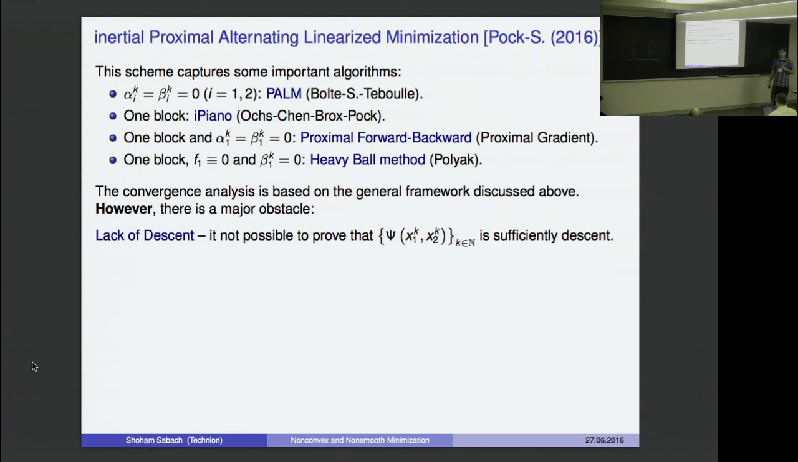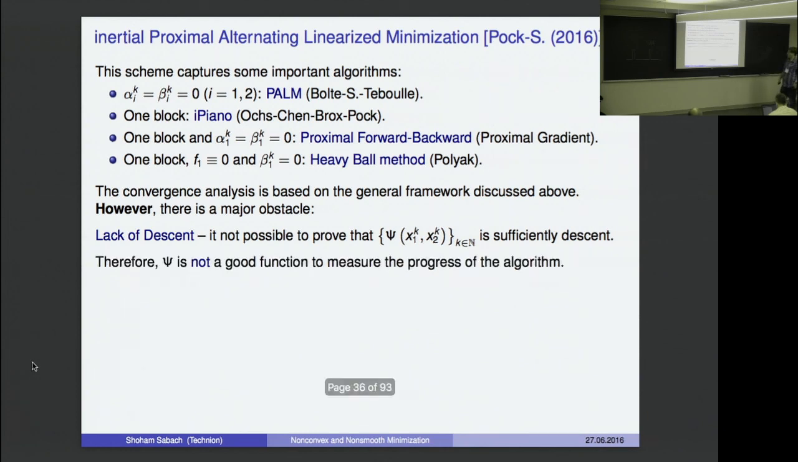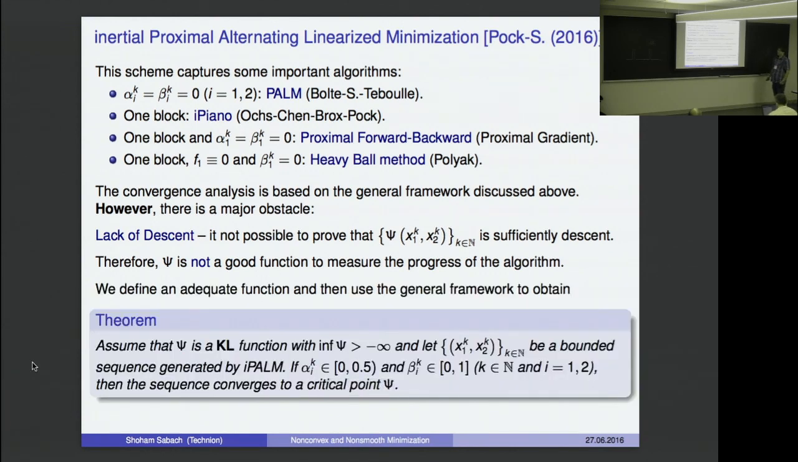And then we can use the recipe, the general framework, to prove convergence of IPAL. I will not get into much detail of exactly what the auxiliary function is, but we can overcome this lack of descent by defining a good function to measure the progress of the algorithm. And then we get the following convergence result, saying that if the function is a KL function, then IPAL does satisfy the two conditions C1 and C2.